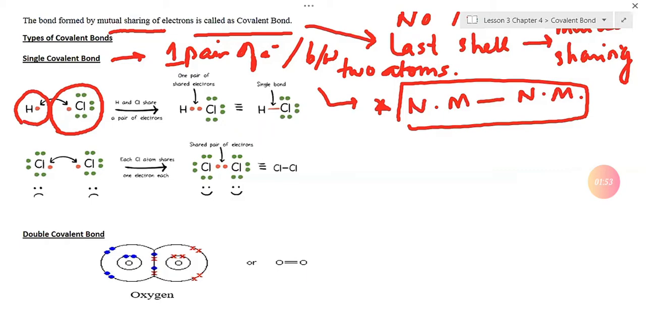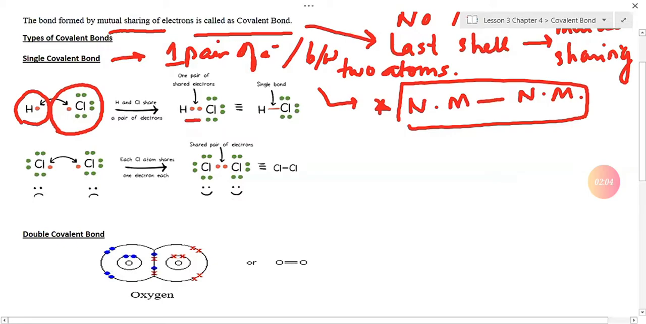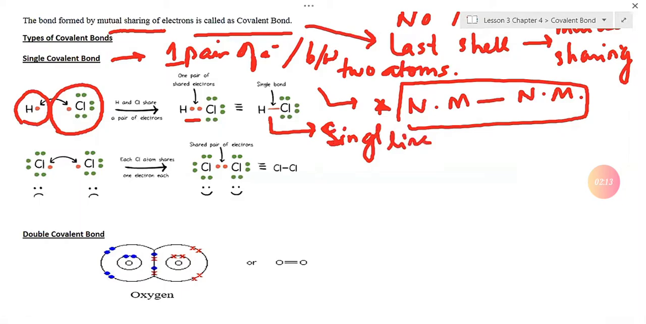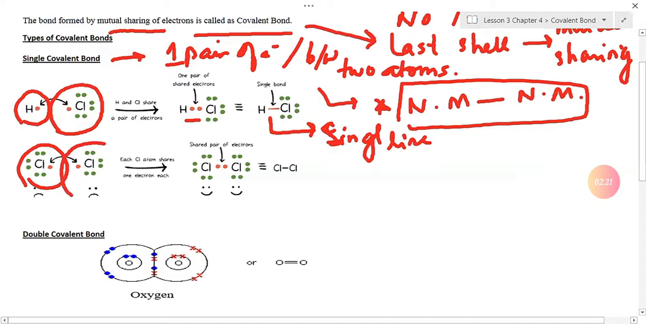So hydrogen is going to complete its duplet by sharing the last electron of chlorine, and at the same time chlorine is going to complete its octet by sharing the last electron of hydrogen, and this shared pair of electrons is held between H and Cl and is shown as a single line. So a single covalent bond is shown by a single straight line between H and Cl, HCl.